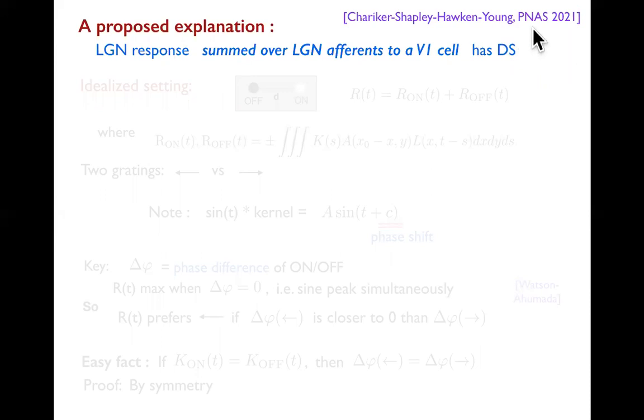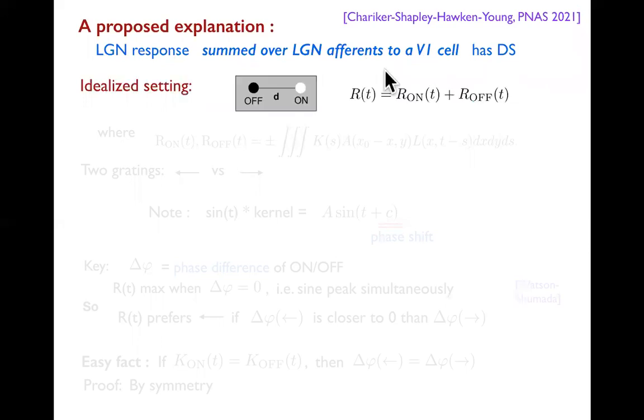This is in a paper that just appeared not so long ago. Okay, so our proposal is that the LGN response summed over all the four to six LGN cells that project to the same cortical cell is DS. So what this says is that even though each LGN cell itself is not directionally selective, their combined response, combined over all the cells that project to the same cortical cell, already contains a direction selective signal.